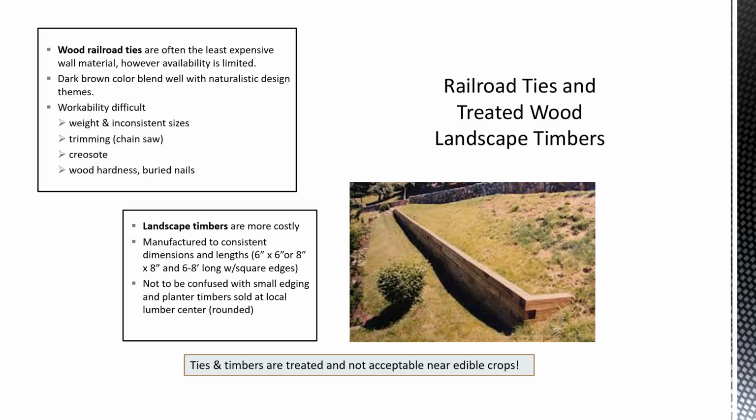Landscape timbers, they're more costly. They're manufactured to consistent dimensions, either 6x6 or 8x8, and they're usually 6 to 8 feet long with square edges. Don't confuse them with the round ones that you can buy at the big box stores. Those are just what you would call edging for going around shrub beds. But the picture here is of the actual landscape timbers, and those look to be a 6x6.